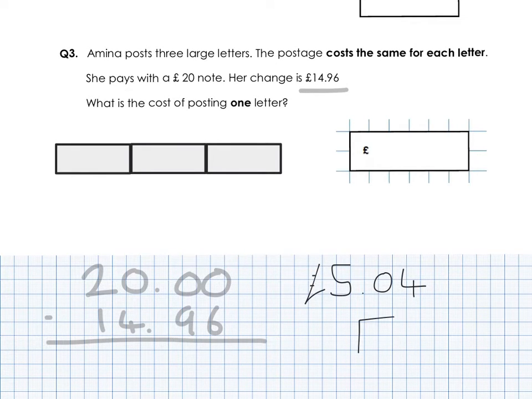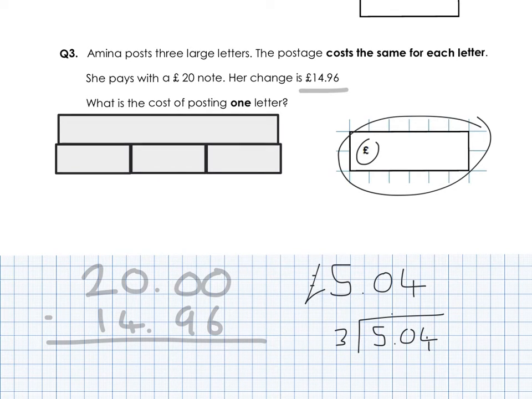So if we know it costs £5 and 4p to post 3 letters, we should now be able to work out how much it would cost to post just 1 letter by dividing the price by 3. One important thing to remember is the decimal point in your answer, and also to make sure that you write your answer in pounds rather than in pence, because there's already a pound sign there given for you.